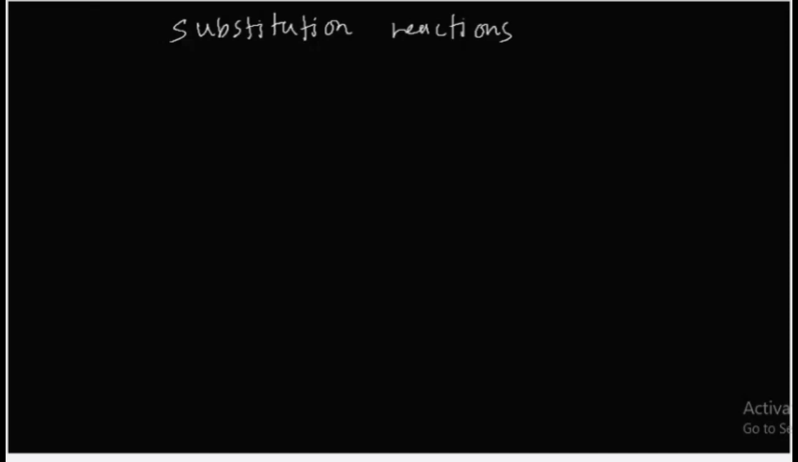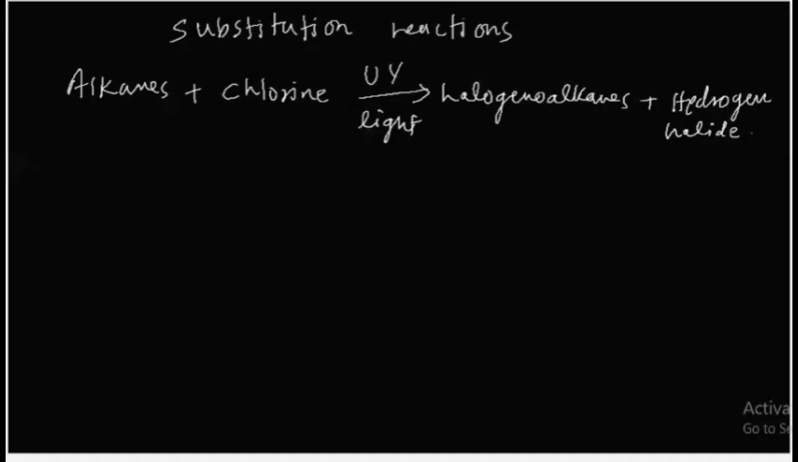In substitution reactions, a chlorine atom takes the place of hydrogen. So in a substitution reaction, hydrogen is substituted by a chlorine atom, or you can say that the chlorine atom takes the place of the hydrogen atom.